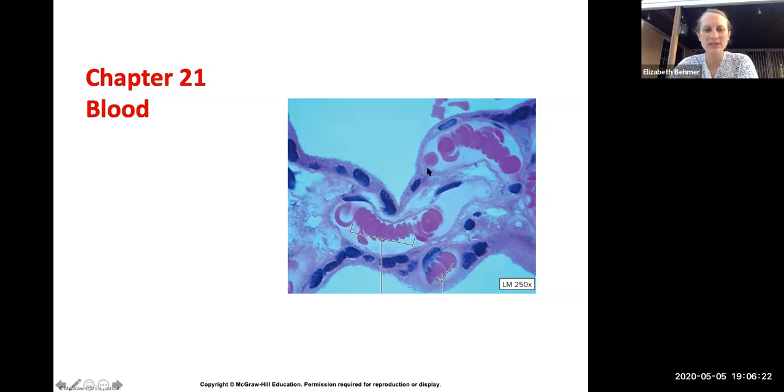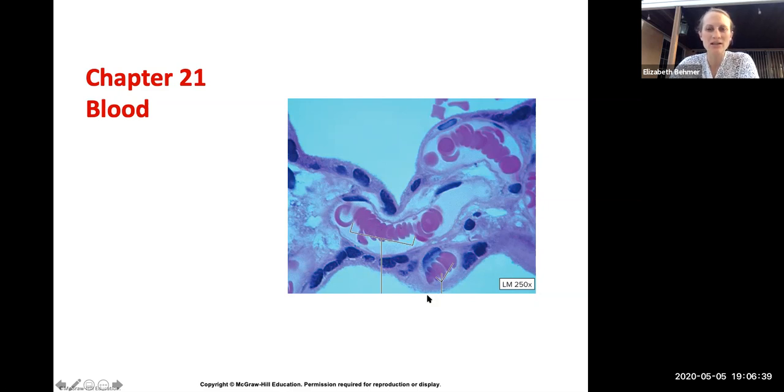This picture that you see on the first slide is called a rouleau. I think that's like a gambling term, isn't it? Like a game? I don't know. Anyway, so this is a rouleau. It's a single file line of red blood cells going through a capillary.